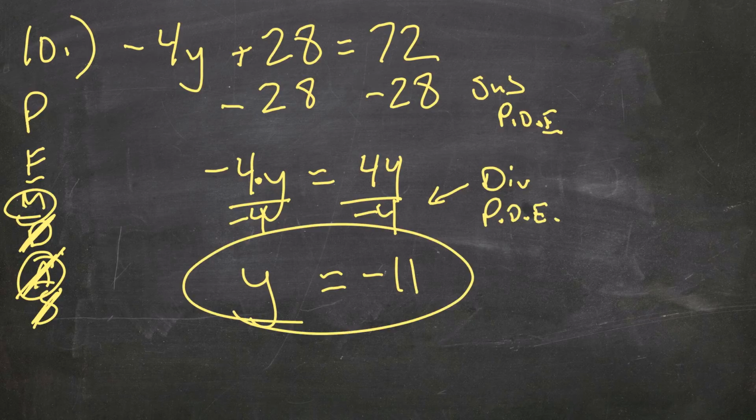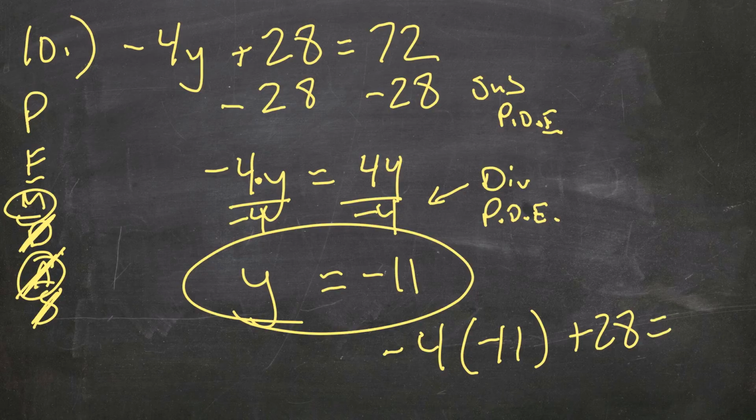So that's my final answer. Just have to check my work. Negative 4 times negative 11 plus 28. Does that equal 72? It works. Moving on to number 11.